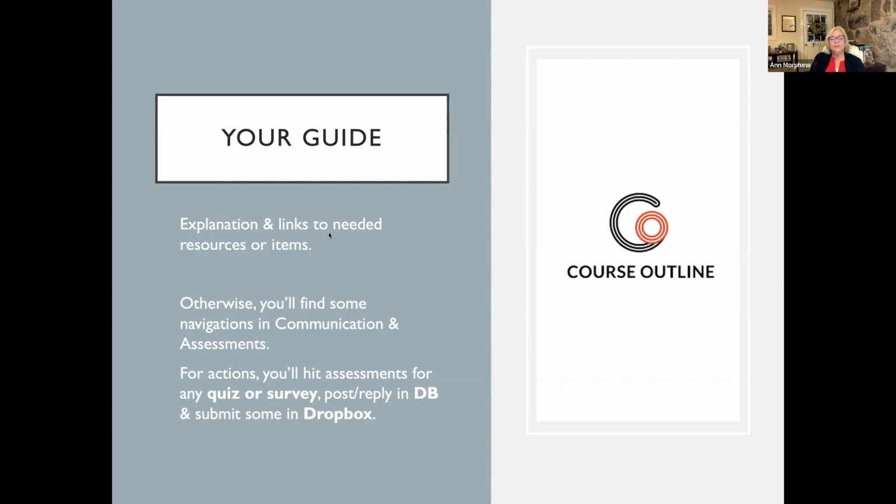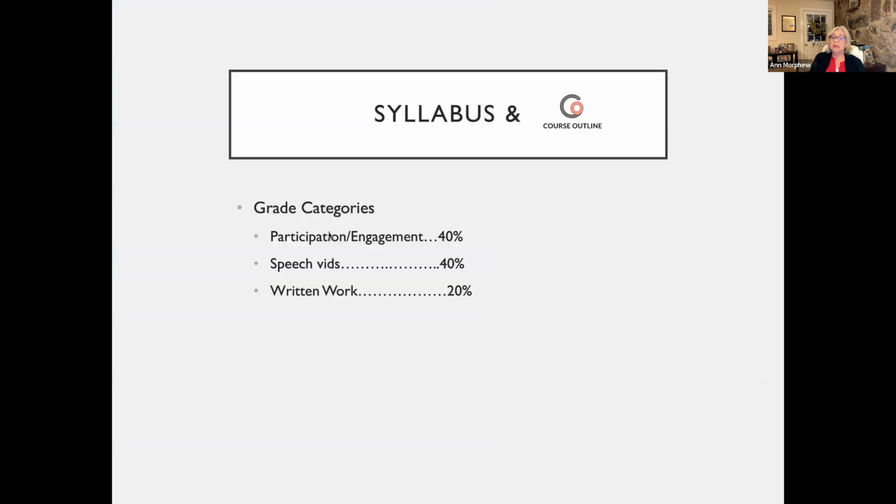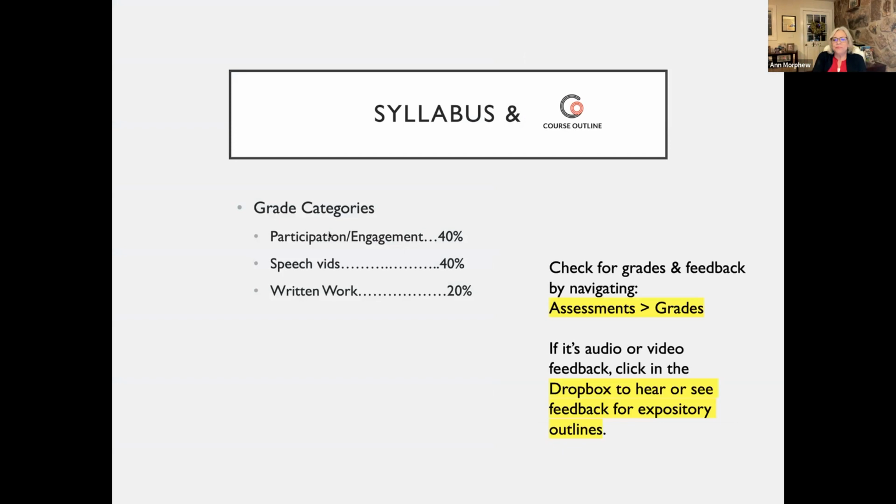For actions, you just hit that assessment and pull down, or you post and reply in discussion board, or you submit something in the Dropbox. Learn how to do this stuff, and you will be successful in your academics. And you can carry that to other systems. You'll get this. The syllabus, again, tells you your grade categories, and your course outline guides you.